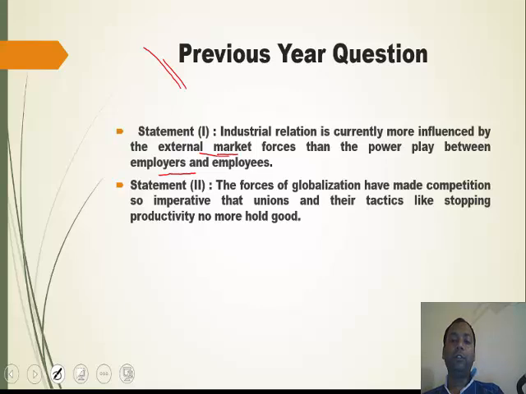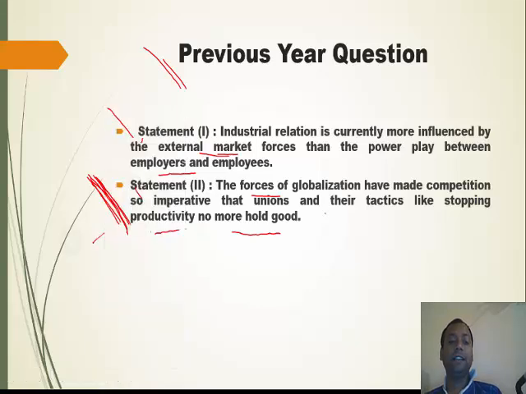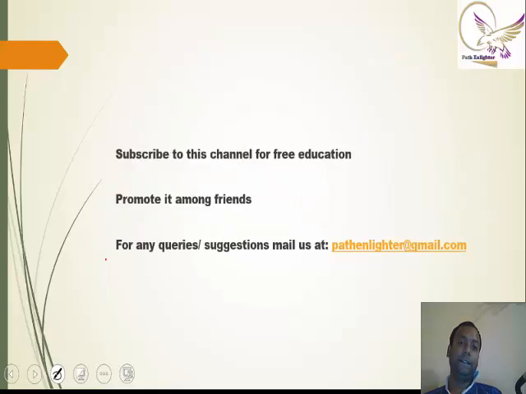Statement 2 is, the forces of globalization have made competition so imperative that unions and their tactics like stopping productivity no more hold good. Yeah, that we can see in the Maruti case that happened in Manesar, Gurgaon. So we can say that statement 2 is the correct explanation of statement 1. So assertion and reason both are correct, and the explanation holds good for statement 1. So the option will be A for this.